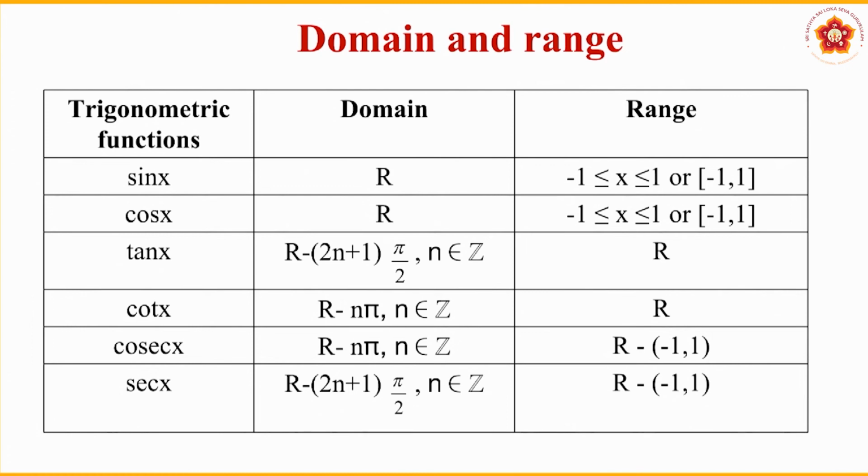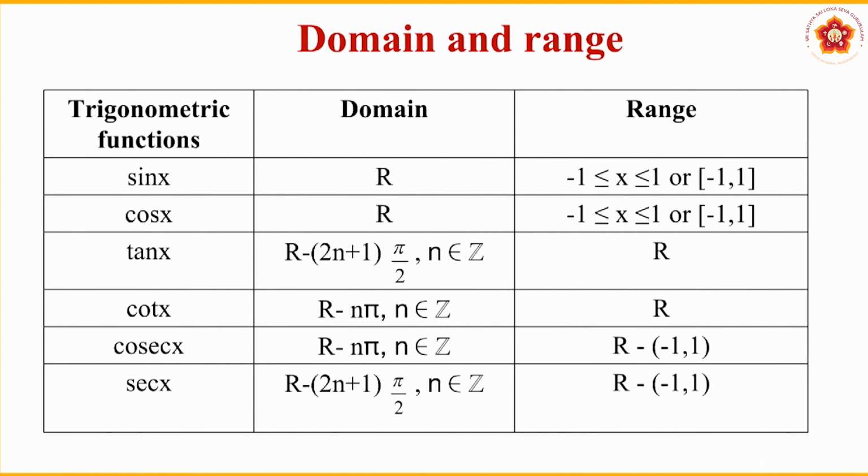Next we have the reciprocal of sine, that is cosecant x. Its domain is R minus n pi, that is you are removing all the multiples of pi from the set of all real numbers. For the remaining values you will get the values of cosecant x, and the range is R minus the open interval minus 1 comma 1. So the real numbers other than those from minus 1 to 1 will be the values for cosecant x.